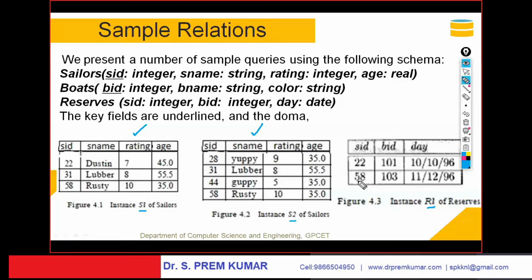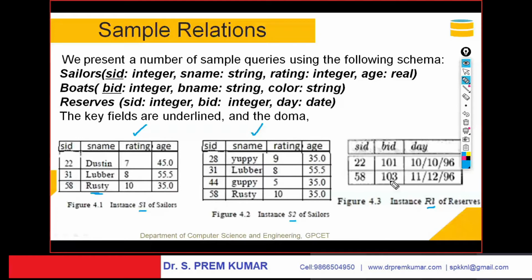58, sailor ID is 58. 58 is nothing but Rusty. 58, the boat ID is 103, and he reserved the boat on 11/12/1996. I am just projecting some relations.